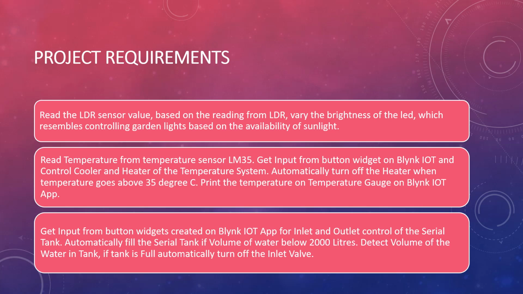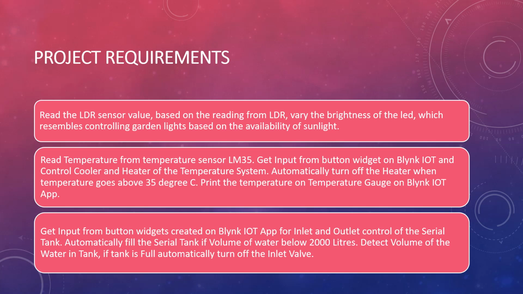The inlet valve will turn on or off based on the user input. The outlet valve will also do the same, based on the user input. Automatically manage the water levels, automatic filling. If the water volume falls below 1000 liters, it will automatically activate the inlet valve to fill the tank. Tank full detection. If the tank reaches full capacity, it automatically turns off the inlet valve to prevent overflow.